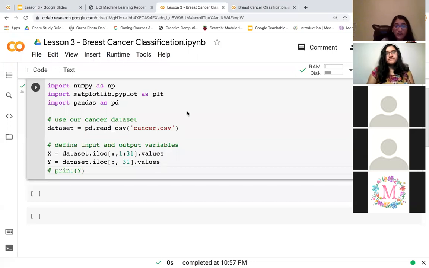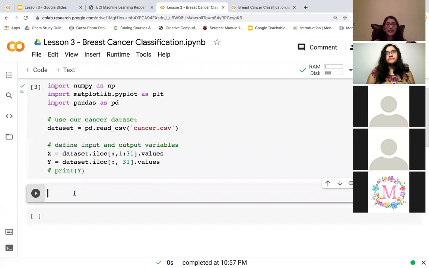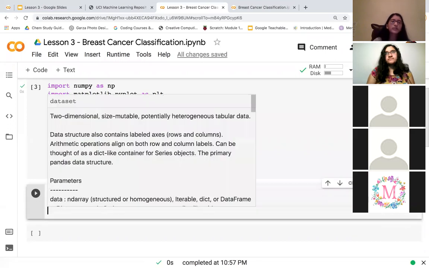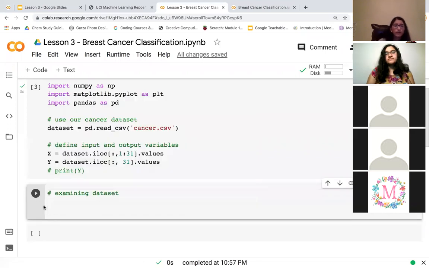So just for organization purposes. All right, so now what we're going to do is we want to examine the data set. Let me just show you what I mean by examining the data set. We're just going to look at the first few rows of this data set. We want to see, what does this data set look like?